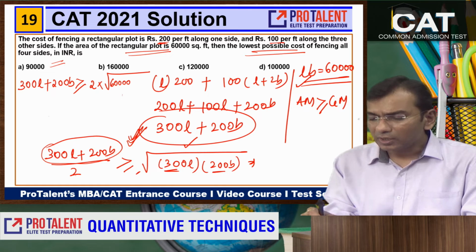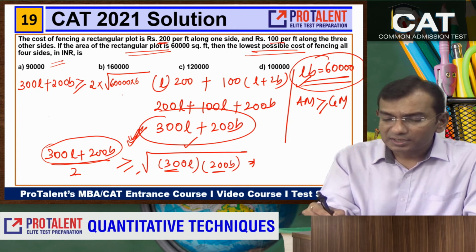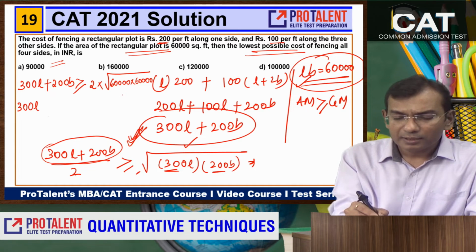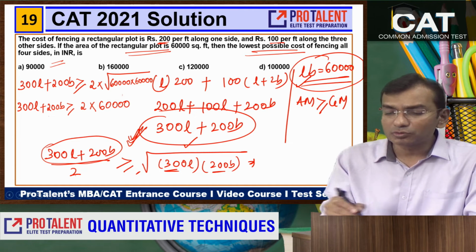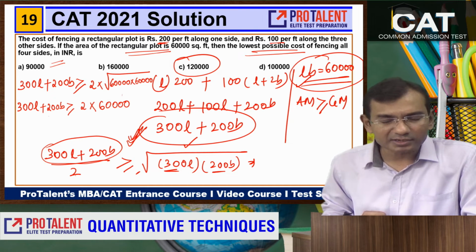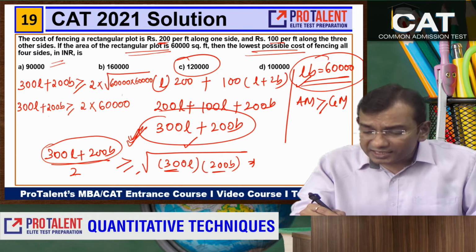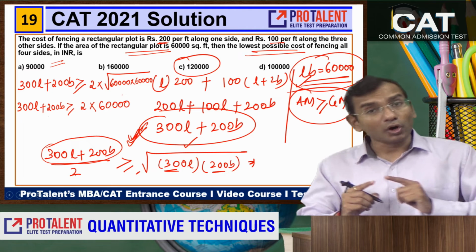60,000, yes or no? L into B is also 60,000, so this is 60,000, so 300L plus 200B is greater than or equal to 2 into इसका स्क्वायर रूट करेंगे तो we will get 60,000. 60,000 into 2 is the minimum value, which is 1,20,000, sorry, ठीक है। I think this is easy, great, है ना। So this is a concept you must apply, which is called arithmetic mean is always greater than or equal to geometric mean.